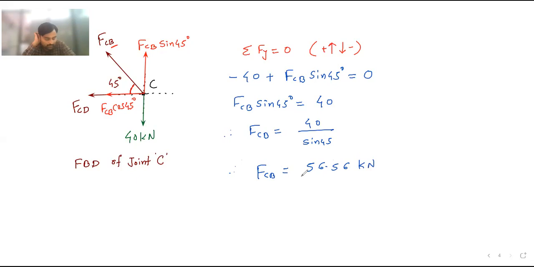Now, did we get a positive answer or a negative answer? Positive. What we assumed initially is that FCB is tensile, and we have got a positive answer, so our assumption is correct. FCB is tensile and carries a tensile force of 56.56 kilonewton. So this is the value of FCB tensile.